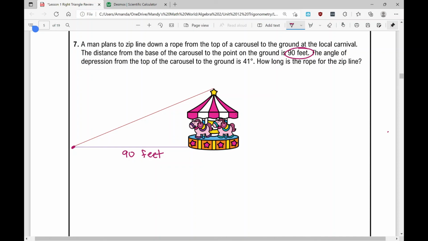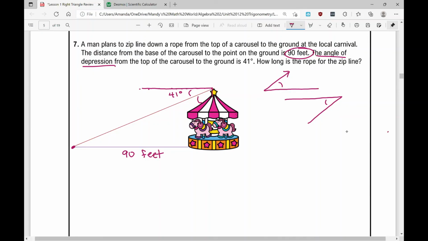Now here's what's confusing for students. An angle of depression, I talked about an angle of elevation. That's from a horizontal line on the bottom up. That's an angle of elevation. An angle of depression is when my horizontal line is on the top and my angle is coming down. So the angle of depression right here, if this is my horizontal line, is 41 degrees, which means this angle right here is not 41 degrees.